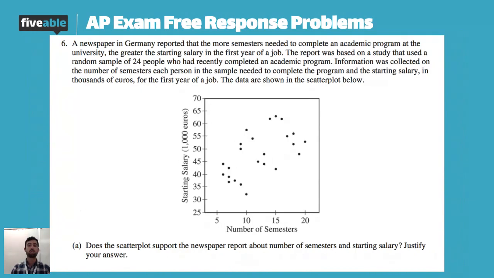The report was based on a study used a random sample of 24 people who had recently completed an academic program. Information was collected on the number of semesters each person in the sample needed to complete the program and the starting salary. Again, scatterplots tell us two quantitative data points or two quantitative measures on one person or one subject or one data point. Yep, the data is shown below.